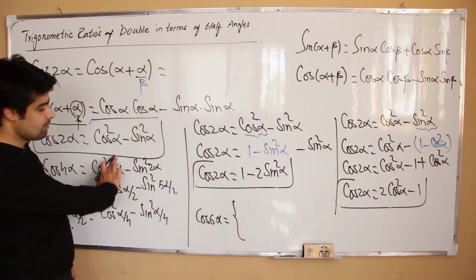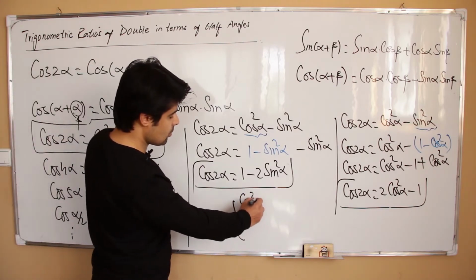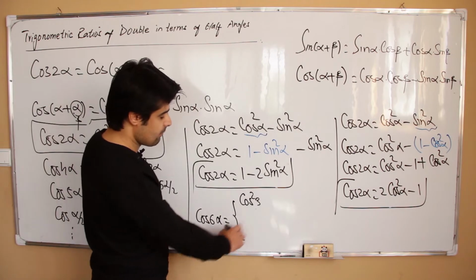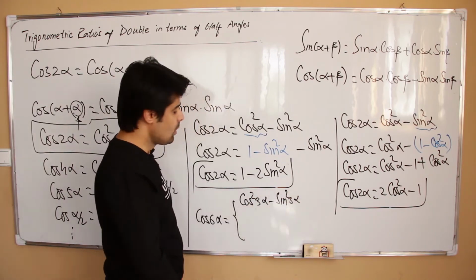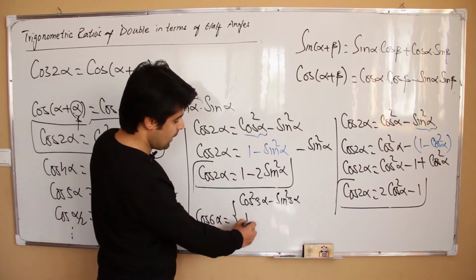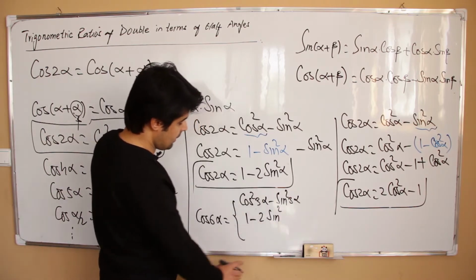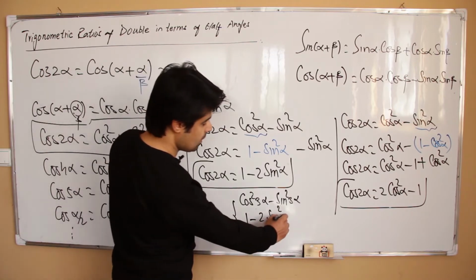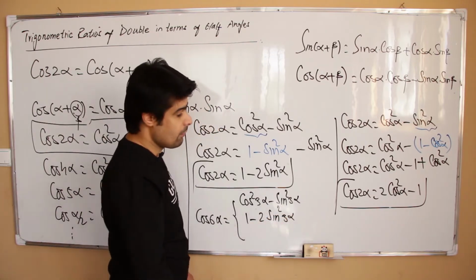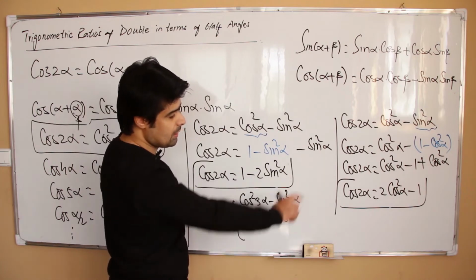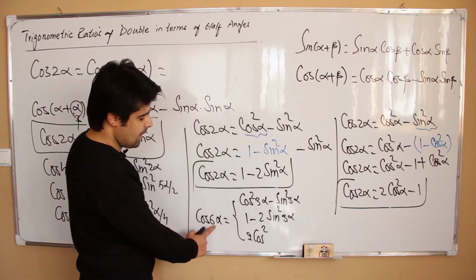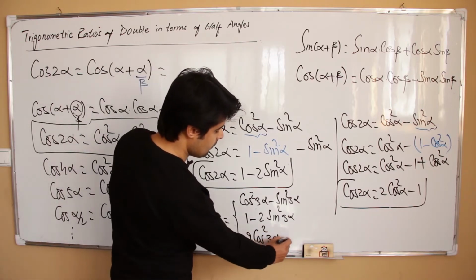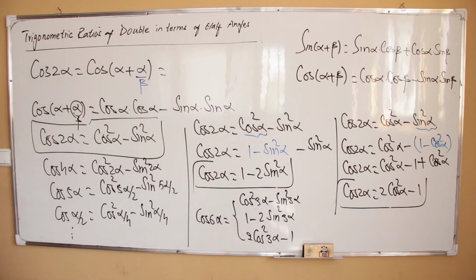If I write in this term, we can write cosine square of its half. What's 6 alpha half? 3 alpha, minus sine square of 3 alpha. If you want to use this formula, 1 minus 2 sine square of its half, what's the half for 6 alpha? It is 3 alpha. If we want to use the last formula, we can write 2 cosine square of its half. What's the half of 6 alpha? 3 alpha, minus 1. I think you have got it. Write it, please.